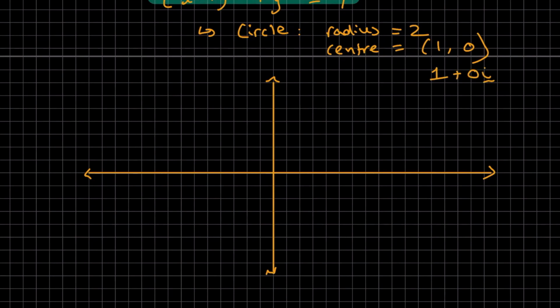So our 1 plus 0i can be located over here. 1 plus 0i. And we know that this circle will have a radius of 2. So let's plot those points now. There. Joining these dots, we get the production of a circle. Oh, let me try that again.